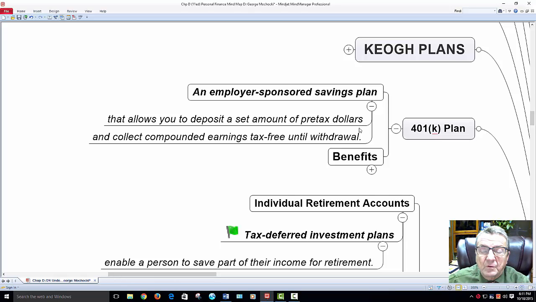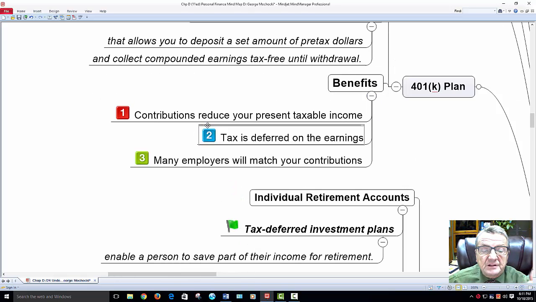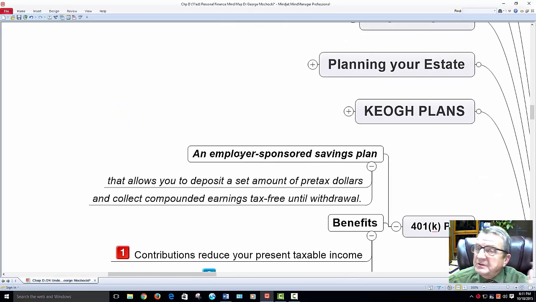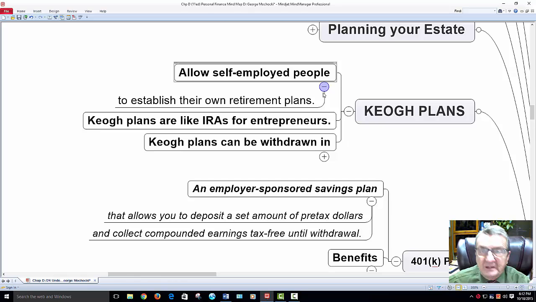So some of the benefits would be I'll give you a 401k plan, which allows you to deposit a set amount of pre-tax dollars and collect compound earning interest tax-free until withdrawal. So you're making interest on that until you withdraw, depending on your income scale at that time. Benefits: contributions reduce your present taxable income, taxes are deferred on the earnings, and many employers will match your contribution. It's a win-win.